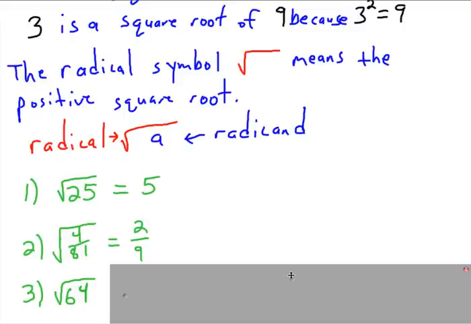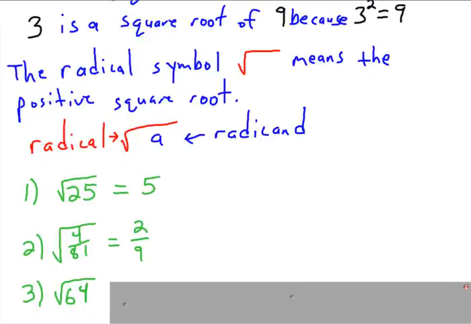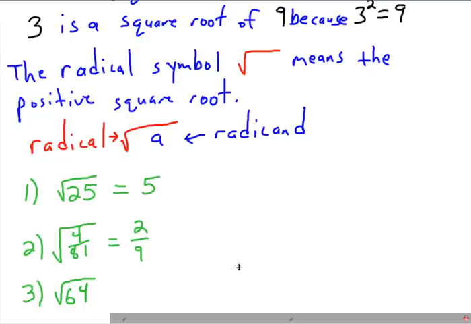And the third one, square root of 64. No, I haven't done that one yet. Alright, so the square root of 64 is 8. Alright, so moving on.